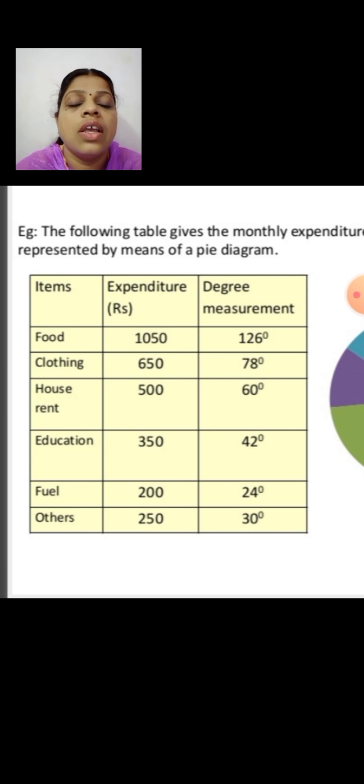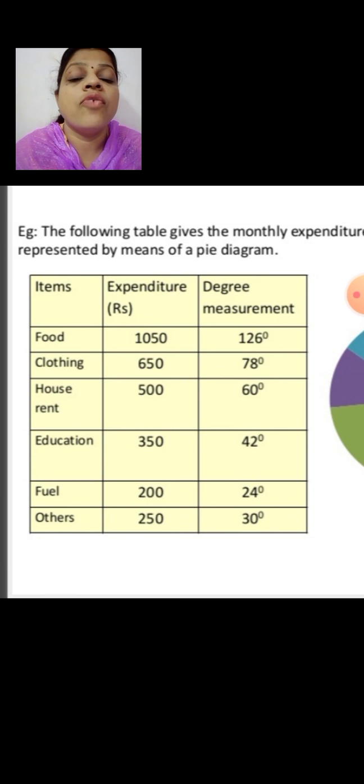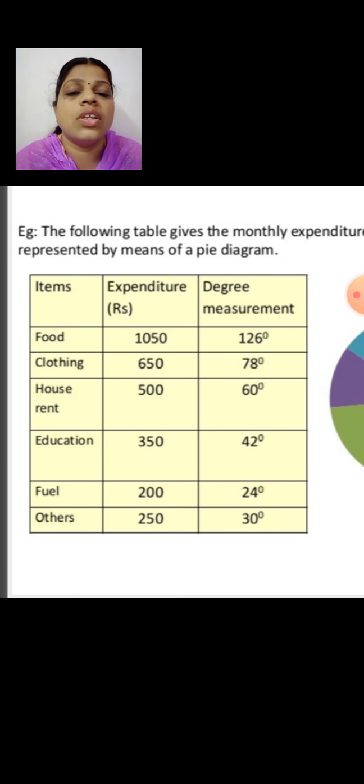We can see the money spent for food is 1050 rupees. The second one, the money spent for clothing, is 650 rupees. Third, for the house rent, they have given 500 rupees. Then for education, 350 rupees. For fuel, 200, and for other purposes, they have spent 250 rupees. So these are the various items they have spent money on.